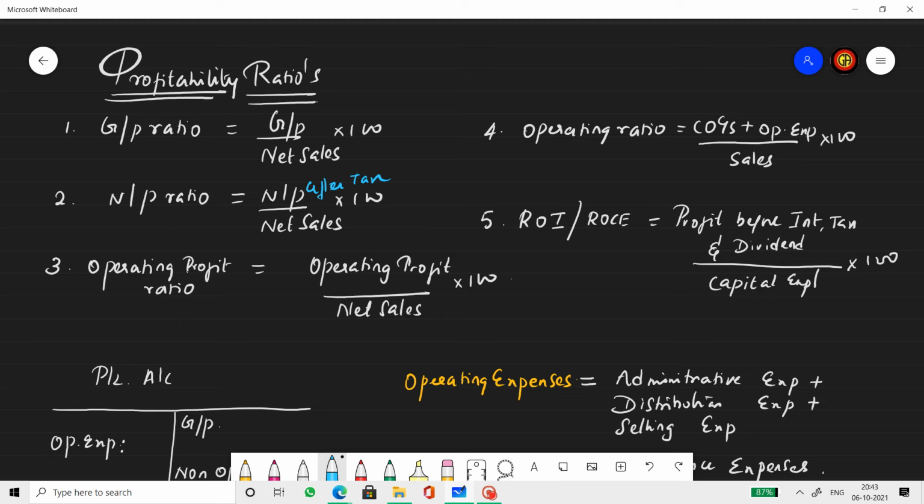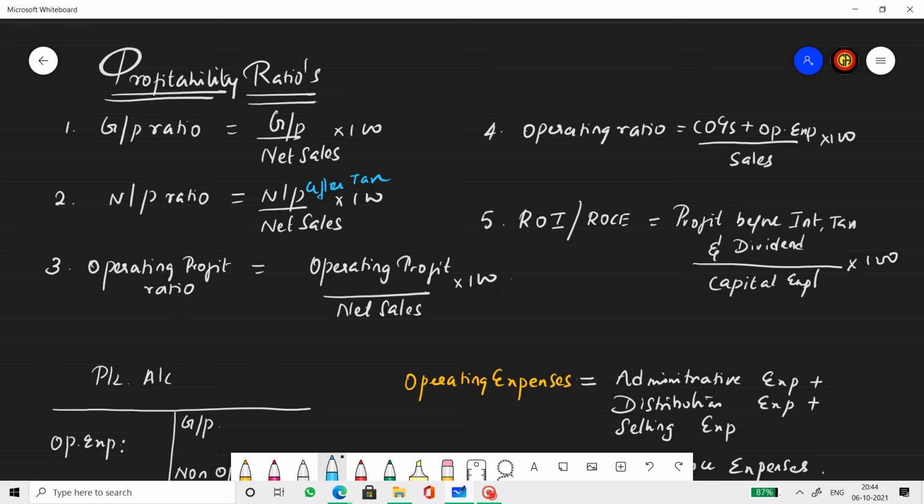Third ratio is operating profit ratio, which is operating profit by net sales into 100. Fourth one, operating ratio, which is COGS plus operating expenses by sales into 100. Then ROI, which is return on investment or return on capital employed, which is profit before interest, tax and dividend divided by capital employed into 100.